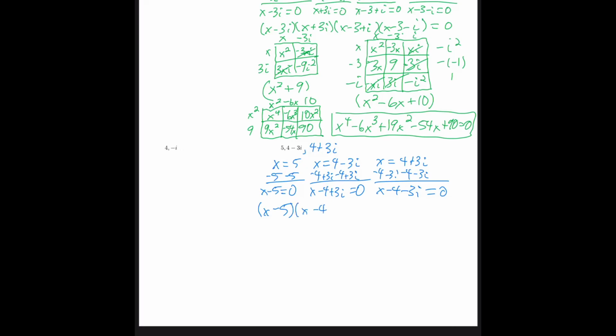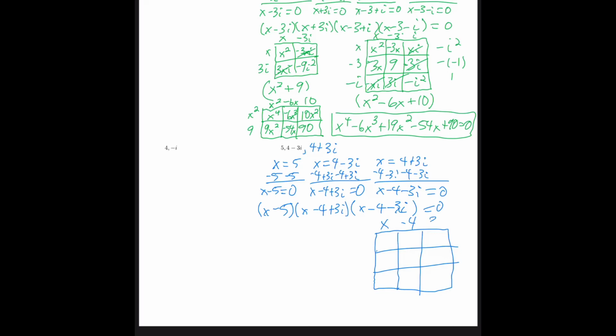Subtract 4 and add 3i to both sides to get x minus 4 plus 3i equals 0. And last, subtract 4 and subtract 3i to get x minus 4 minus 3i equals 0, and then multiply those together. When you're multiplying them together, notice in the first one, I started out by multiplying the conjugates together first. That was on purpose because that made the i's go away. So that's what we want to do here.